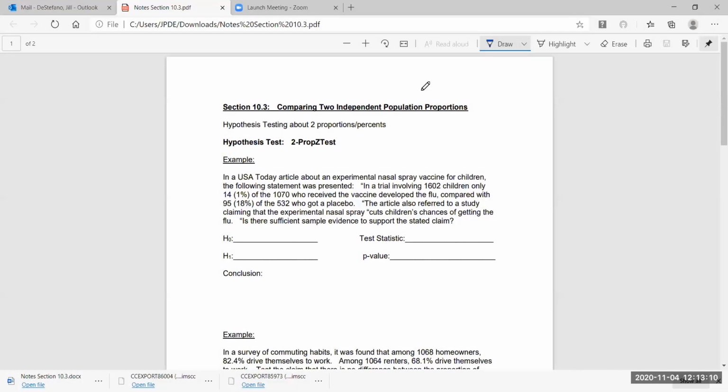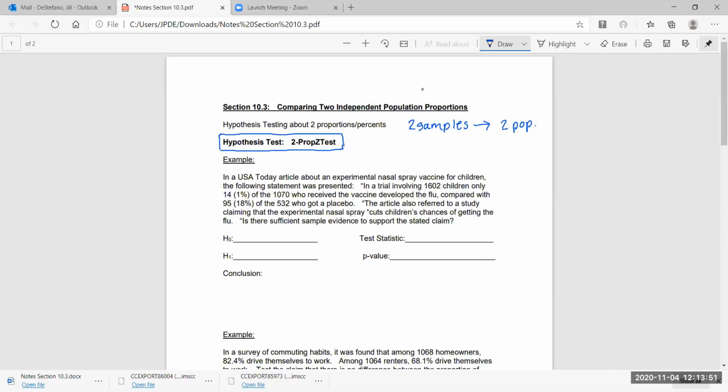Hi class, this is section 10.3, comparing two independent population proportions. Basically what we're doing is hypothesis testing, and we will have two samples that we will compare the proportions and make a conclusion about two populations. The hypothesis test that we're using is a two-prop Z test, two proportion Z test.